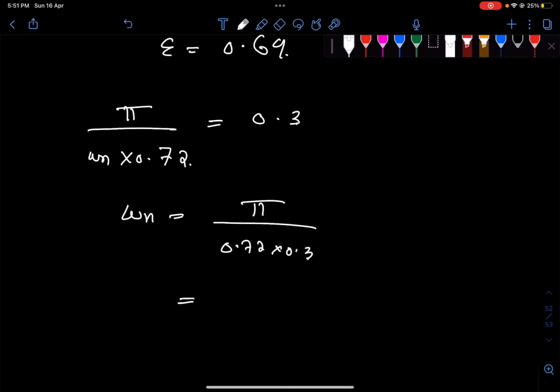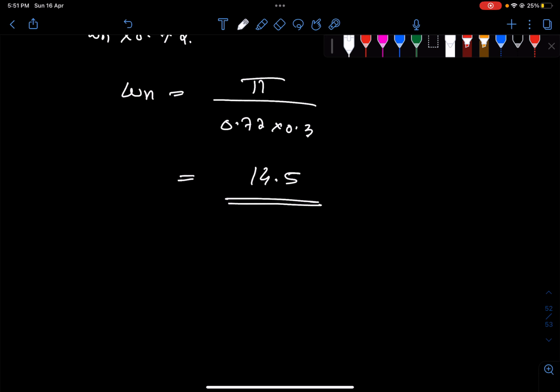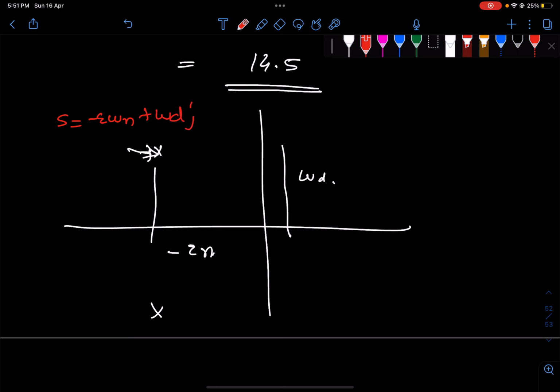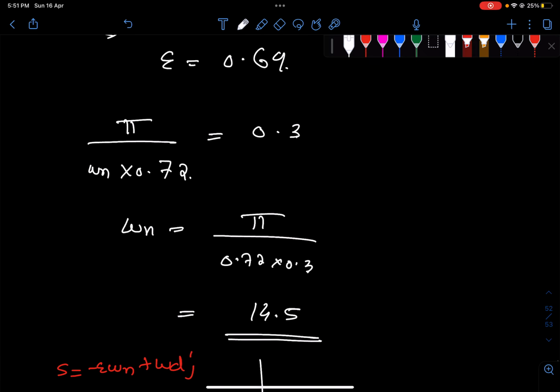That is just 14.5. So according to the second order, what are your poles? Poles are at minus zeta omega n plus or minus j omega d. So this point is s equal to minus zeta omega n plus omega d j, minus zeta omega n minus omega d j. What is our omega d there?